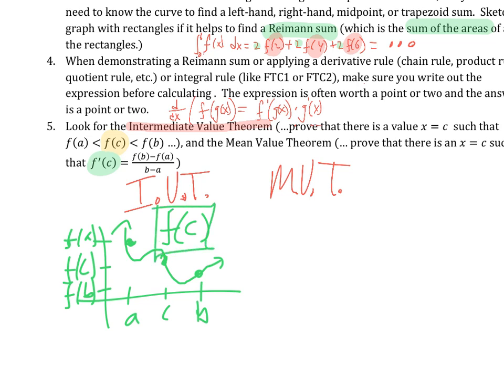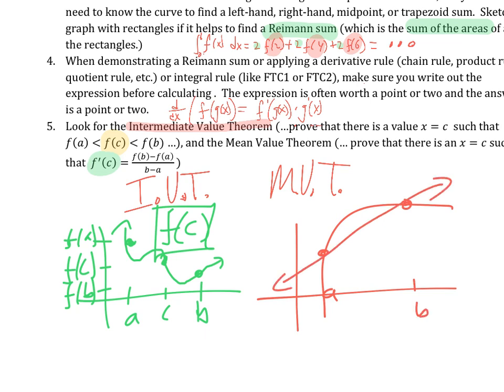The mean value theorem is if we have a function and we have a value a and b, somewhere there is a c so that f prime of c exists. F prime of c is the same as the average value. So that's the mean value theorem.